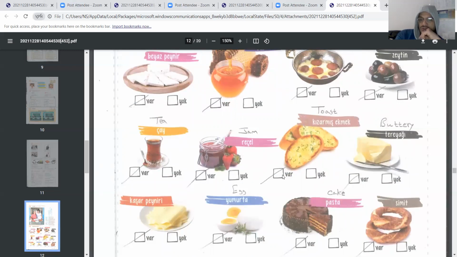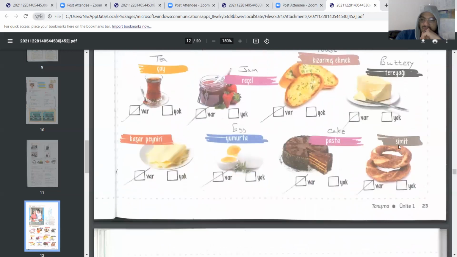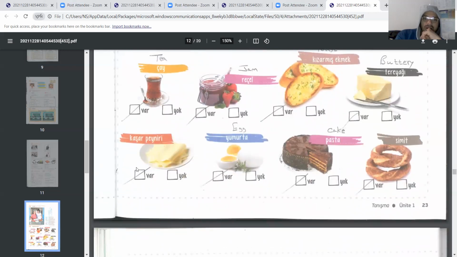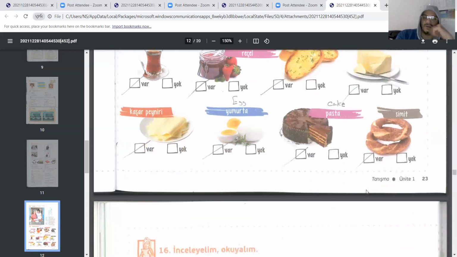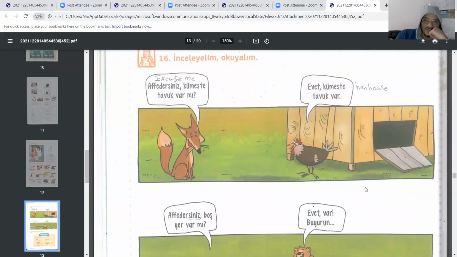Kızarmış ekmek, toast var. Tereyağı, butter var. Kaşar peyniri var. Yumurta, egg, cake, pasta, simit var. İnceleyelim, okuyalım.